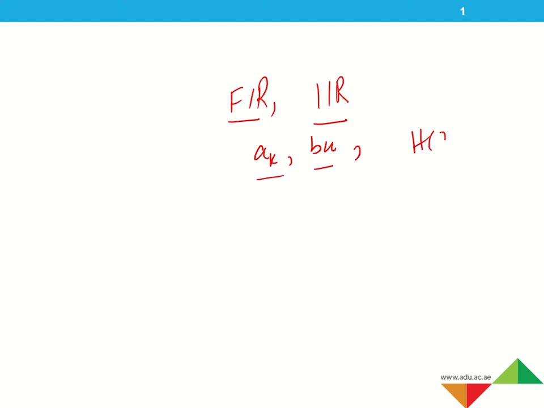Welcome back class. Last time we started the filter design topic and we learned about the basics of FIR, finite impulse response, and IIR, infinite impulse response filters. We learned that we can design different kinds of filters from the difference equation coefficients like a_k and b_k, or from the Z transform, the transfer function, the impulse response, and we learned about different kinds of filter structures.